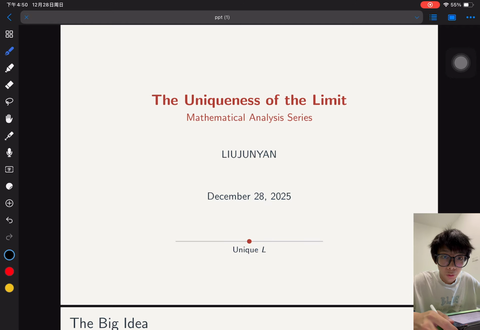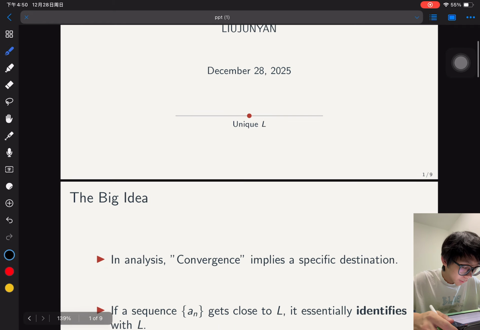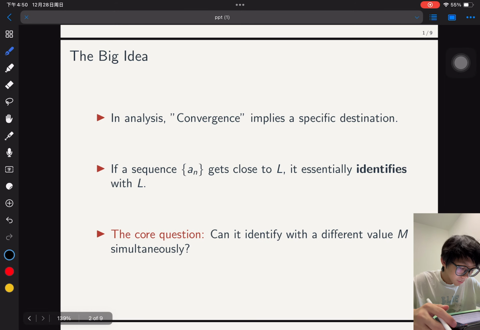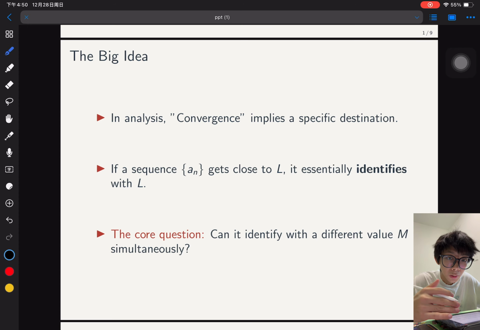MAT2409020. Today I'm going to talk about the uniqueness of the limit in mathematical analysis. Let's first look at some big ideas. In analysis, we know that convergence means a sequence gets close to some number. If a sequence a_n gets close to L, this means that the sequence a_n identifies with L. So I have a question: can a sequence identify with two different numbers at the same time?